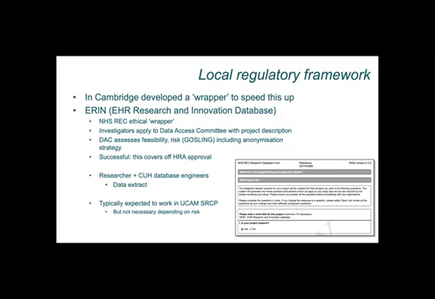We assess the feasibility. We assess the risk using a tool that I'll show you in a minute, including the anonymization strategy. And if successful, that covers off your HRA approval as well. That's all that needs to be done. At that point, the researcher works with the database engineers to actually create the data extract, and typically are expected to work in the University of Cambridge secure research compute platform, but that's not necessarily necessary depending on the risk. Okay. But it is really, really straightforward to get hold of real data, and I commend people to try and do that.